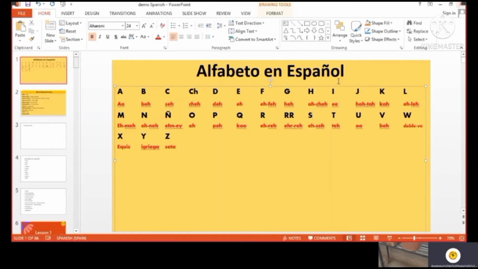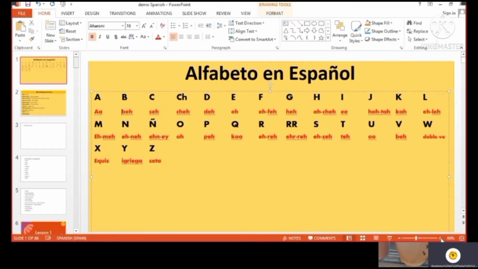These are the alphabets in Español. Español means Spanish. It is like the English alphabets, A, B, C, D. But I have written here the pronunciation of each letter, how to say A in Spanish. So can you read that? Then I'll correct you.